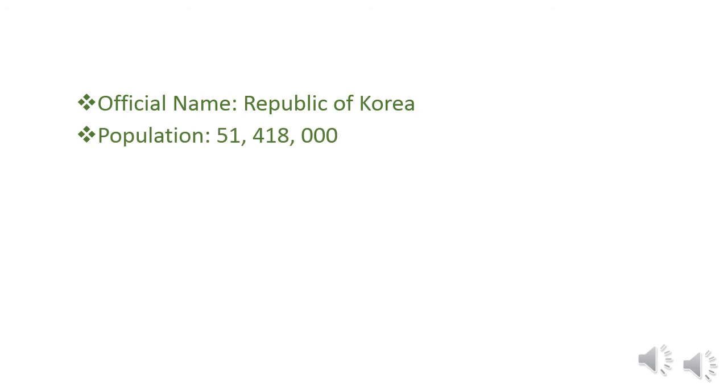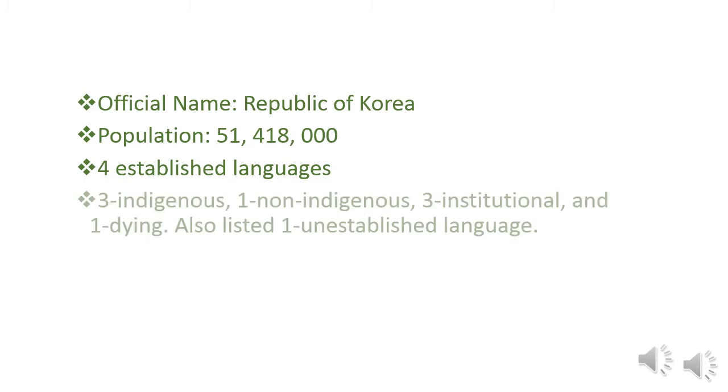Its official name is Republic of Korea, with a population of 51,418,000 according to the 2018 World Factbook. Its official and national language is Korean. The number of established languages listed for South Korea is 4. All are living languages. Of these, 3 are indigenous and 1 is non-indigenous. Furthermore, 3 are institutional and 1 is dying. Also listed is 1 unestablished language.